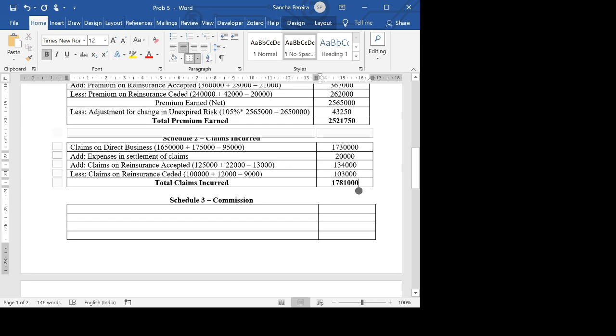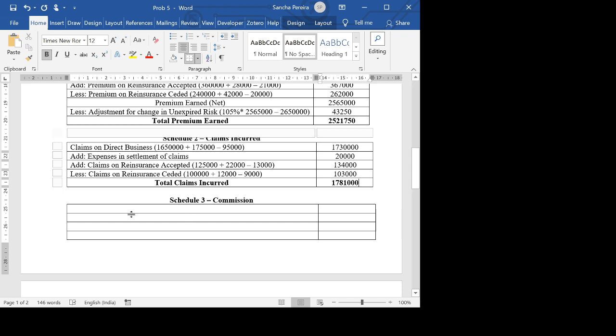So whenever there are costs which are directly related to the claims, you need to add them to the claims, like I gave you the example of masonry and installation charges and transportation charges, how that's added to the cost of the masonry. Same thing here. Any expenses in settlement of the claims are added to the total claims.